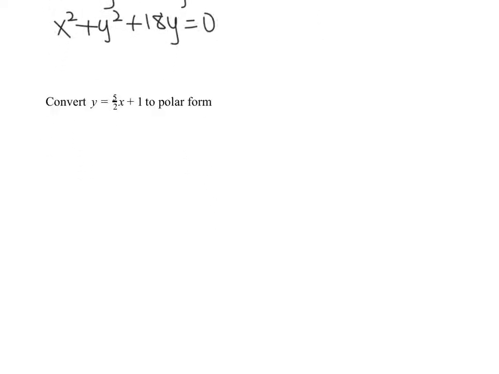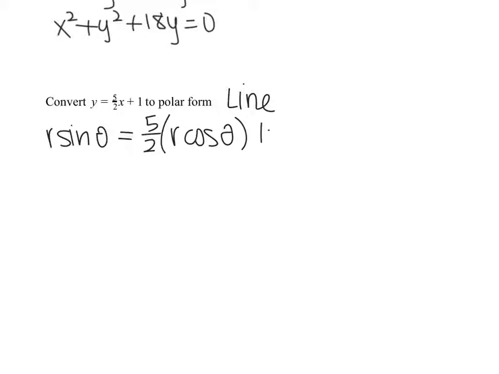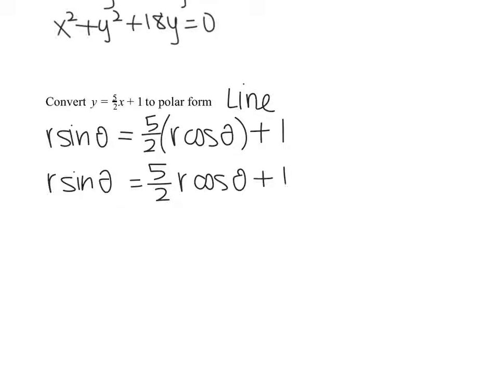Last example, we want to convert y equals 5 halves x plus 1 to polar form. Well, as a rectangular equation, this is a line, so when I graph it as a polar equation, it should also be a line. So we're going to use r sine theta and r cosine theta. So y becomes r sine theta equals 5 halves times r cosine theta, then plus 1. So we end up with r sine theta equals 5 halves r cosine theta plus 1.